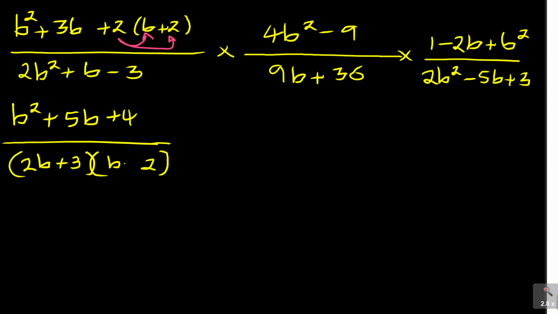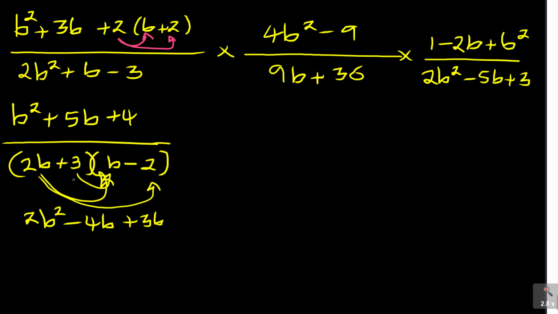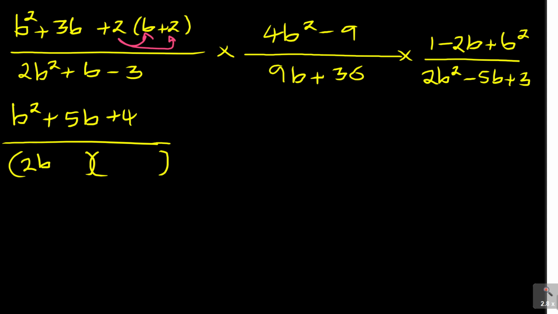Let's expand this. If you multiply this, you've got 2b squared. This gives -4b. This gives plus 3b. And this gives -6. But I needed -3. That's where I usually say I don't like this method. But let me use this other one. Let's avoid this one because it always makes me make errors.